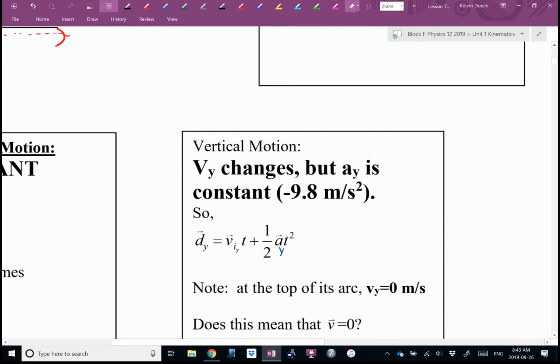I saw Adam making a frowny face. No, we get to use the quadratic formula. You're welcome. That's a privilege.